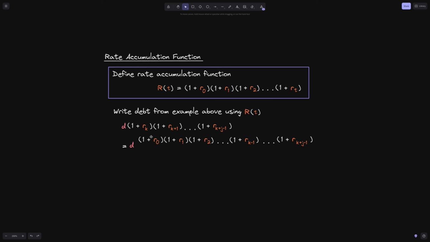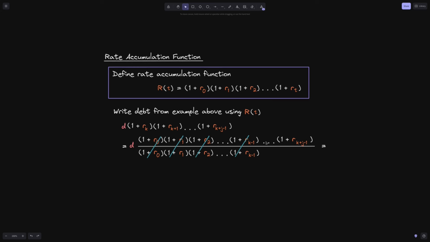Now, from this equation, to get back to this equation, we have some extra terms that we need to remove. For example, we have the 1 plus R0 that is present here, but not over here. And the same goes for 1 plus R1 that we have over here, but not over here. So we need to cancel out all of these terms. So let's divide this top multiplication by 1 plus R0 to cancel out the first term, 1 plus R1 to cancel out the second term, 1 plus R2 to cancel out the third term, and so on, all the way up to 1 plus R(K-1). When we do this, all of the terms from R0 to R(K-1) cancel out.